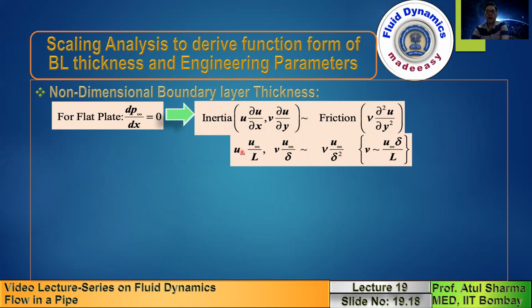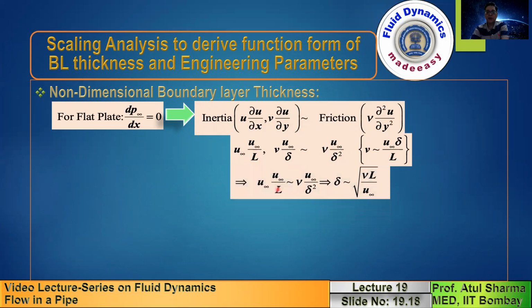So if you equate u infinity square by L to the order of nu u infinity by delta square, as shown here, you end up with delta being of the order of the square root of nu L by u infinity, which can be expressed in a non-dimensional form as follows. If you divide both the left hand side and right hand side by L, delta by L is the square root of nu by u infinity L, which is 1 by the square root of the Reynolds number.